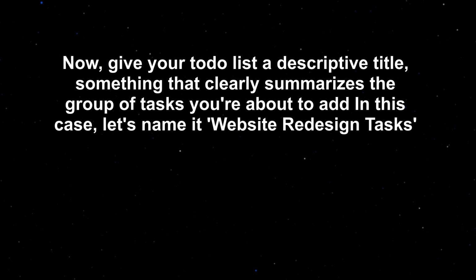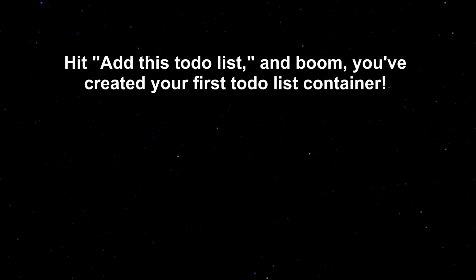Now, give your to-do list a descriptive title, something that clearly summarizes the group of tasks you're about to add. In this case, let's name it Website Redesign Tasks. Hit Add This To-Do List, and boom, you've created your first to-do list container.